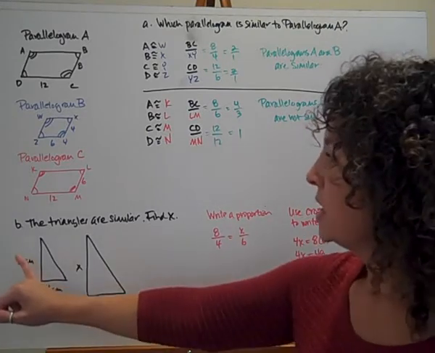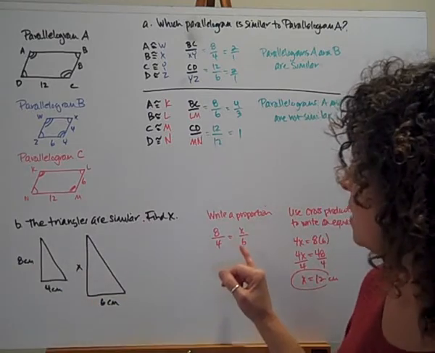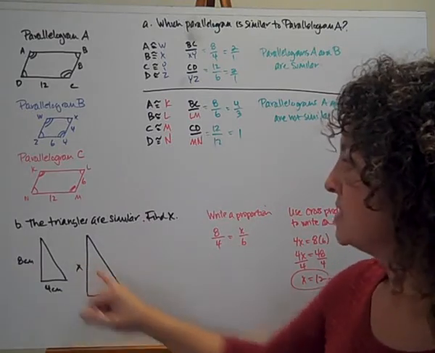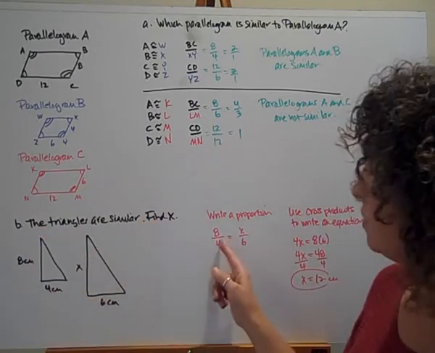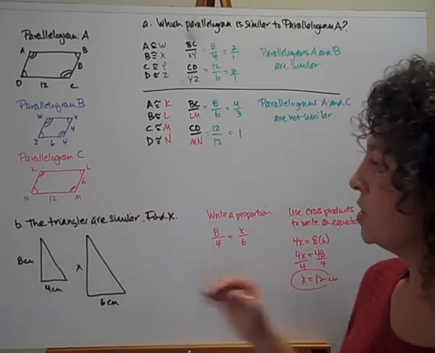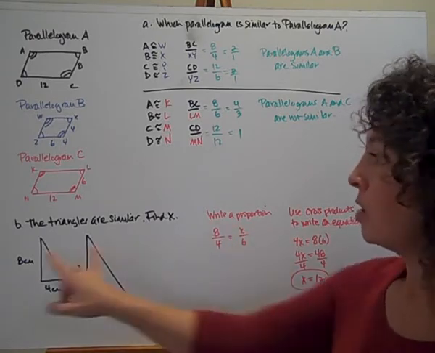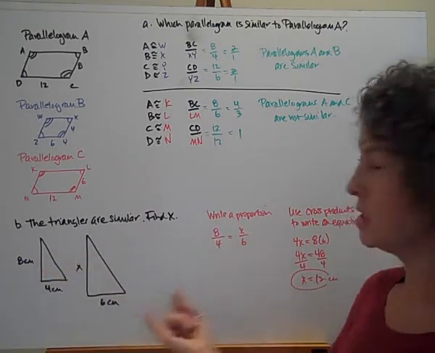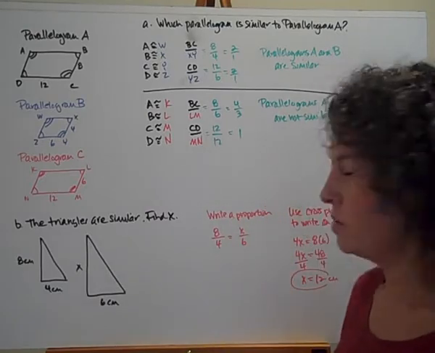So I've chosen to take 8 and 4 and set those up. And I'm going to use x and 6. So notice I put the tall side over the short side in my first ratio, and I put the tall side over the short side in my second ratio here. Notice the numerators here are corresponding side lengths, and the denominators here are corresponding side lengths. So I should be able to match things up in all 4 directions.